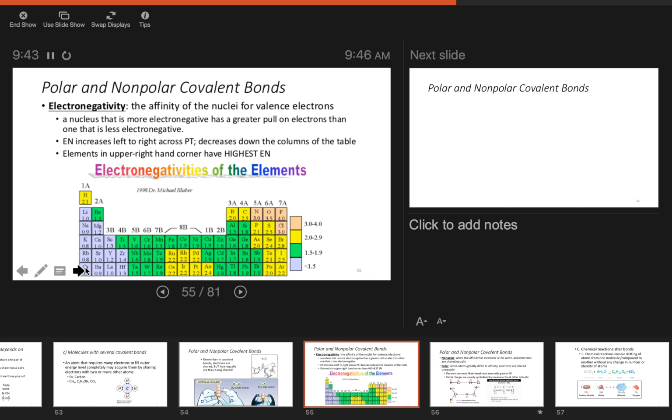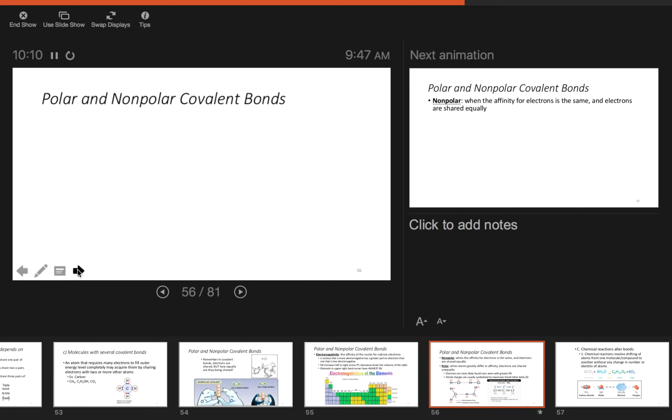And these guys down here have very low values. If they were to bond with fluorine, fluorine's going to be hogging all those electrons, or those electrons are going to hang out with fluorine more than they would with the original parent atom, if you will. Electronegativity tends to increase from left to right as you go across the periodic table, and decreases down the columns of the table. So highest electronegativity values, lowest electronegativity values.